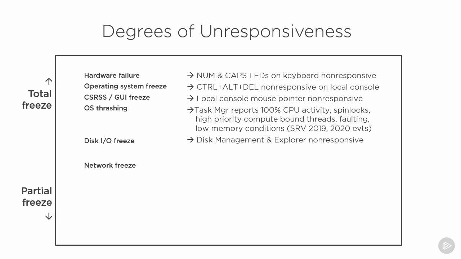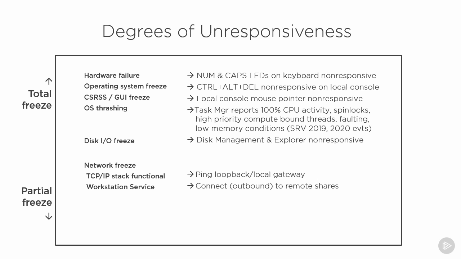A network freeze is a little bit different. There are several things you could do to check to see if your TCP/IP stack is functional or not, and that would be just to ping the loopback or a local gateway. How about the Workstation service? You might try connecting outbound to remote shares, or for the Server service, you might try connecting inbound to shares.